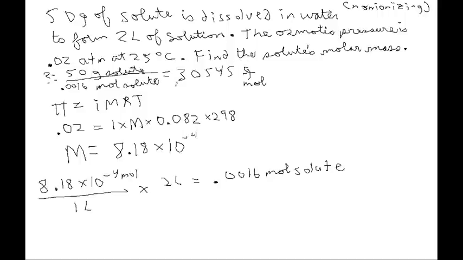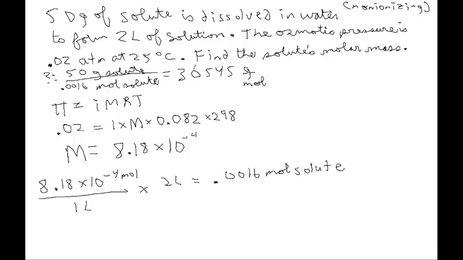So notice that what we're seeing here is that if you have an unknown solute, you can use colligative properties to figure out its molar mass. We already know how we could use boiling point elevation, freezing point depression, or vapor pressure lowering to find molar mass. Now we're seeing how we can use osmotic pressure to find molar mass.